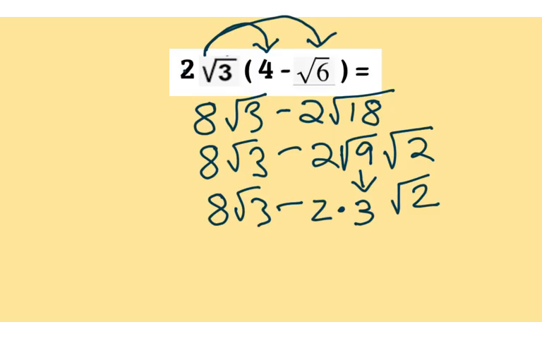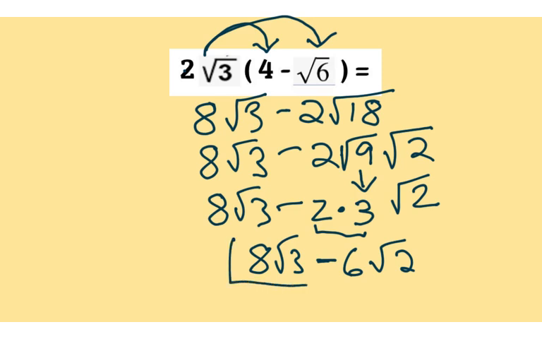Now, I will combine the 2 and the 3, and that's going to be 6 radical 2. Keep the minus sign, 8 radical 3. It looks like there's nothing more I can do because we have unlike terms there, and I'm done. A lot more steps, but nothing you can't handle.